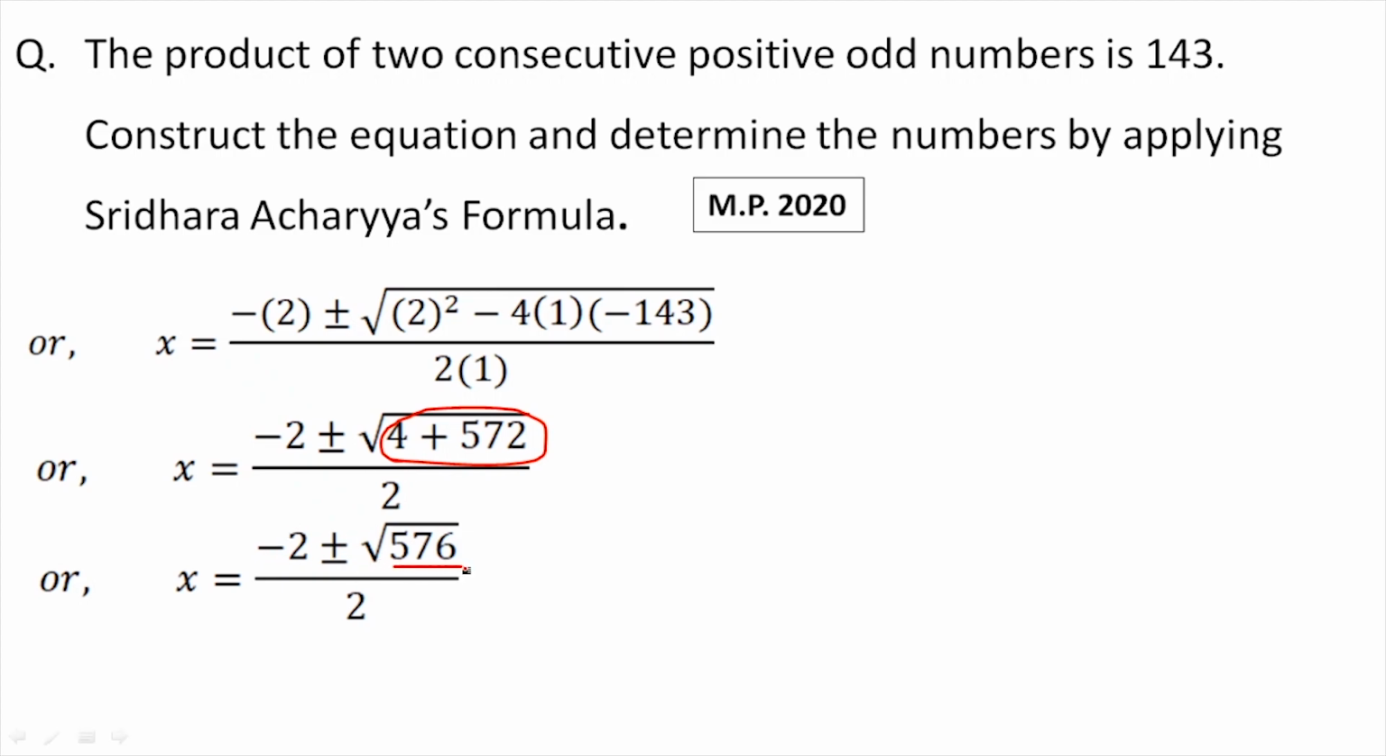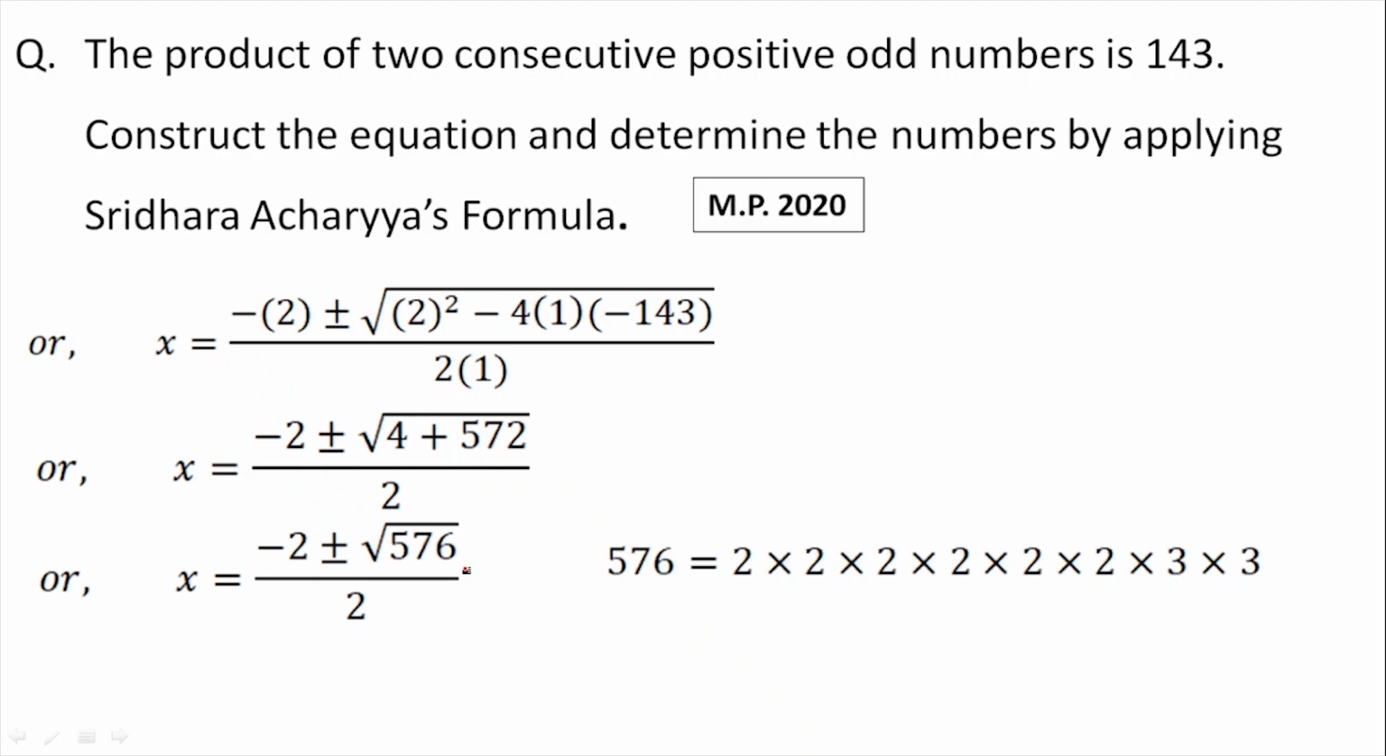Now we need to find the square root of 576. Whenever we try and find out the square root of 576, if you cannot do it directly, you just find the factors of 576. Okay, so here we are finding the square root of 576. That means square root of this, because 2 into 2 into 2 into 2 into 2 into 2 into 3 into 3 will give us 576.